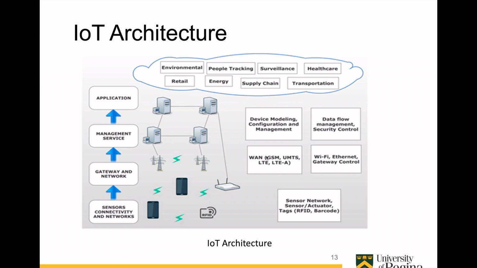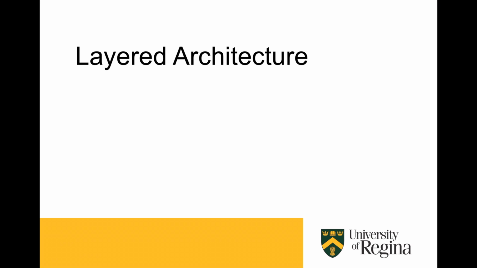On the right hand side, we can see that there is a set of protocols and control systems present in the architecture, namely sensor network, Wi-Fi, WAN, data flow management, and device modeling. Now that we have an upper-level understanding of the IoT architecture, it is time to take a deep dive into the layered architecture of IoT.